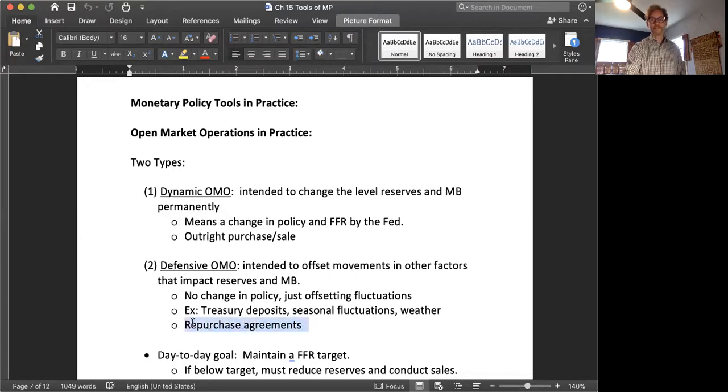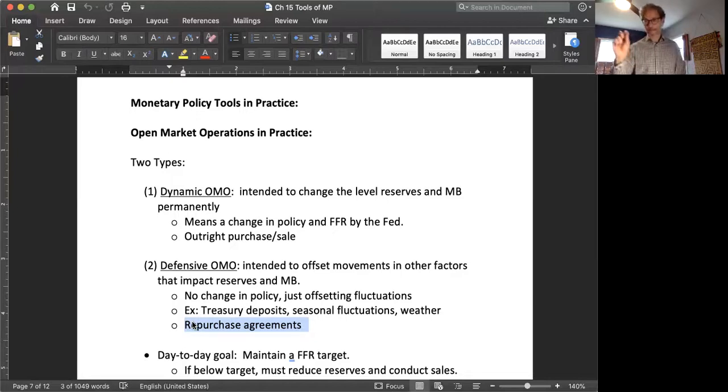Oftentimes, defensive open market operations are conducted by what's called repurchase agreements. And by that, I mean the Fed doesn't even permanently buy or sell treasury bonds. They do it for a day, 2 days, right? So the Fed could conduct a temporary open market sale or a repurchase sale, where the Fed is going to sell the bank bonds for 2 days, and then it's going to buy them back at the end of those 2 days. So what the Fed is doing is just changing reserves for 48 hours or so. And the Fed does that a lot, right?